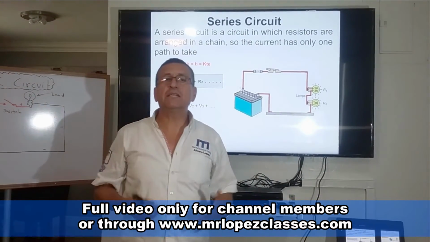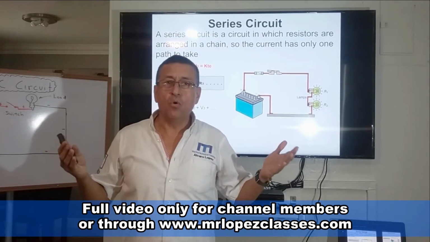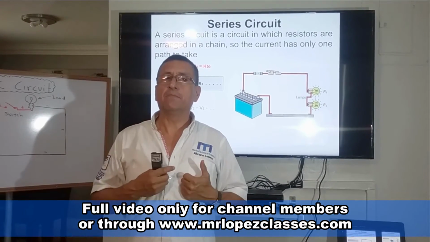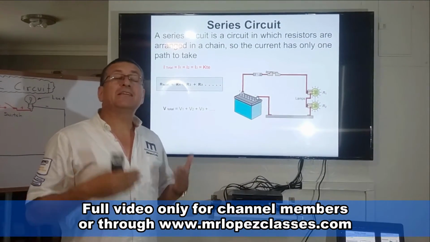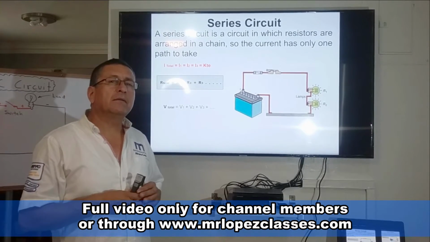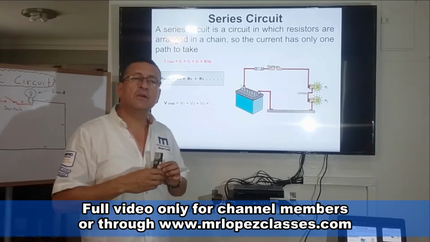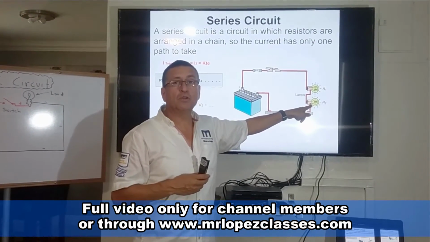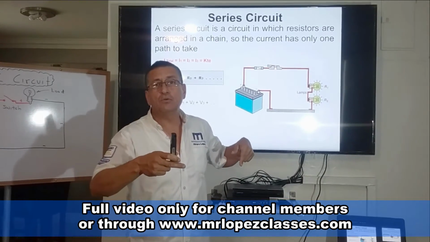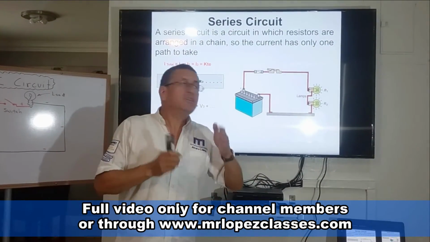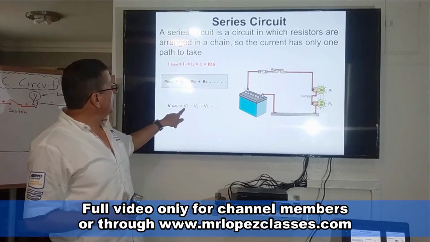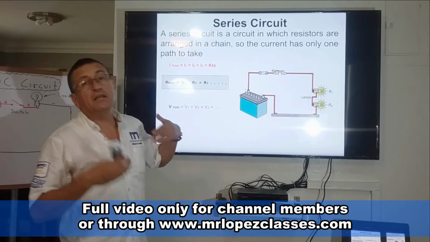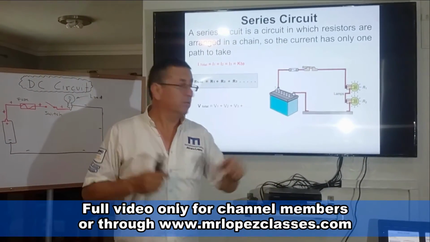What happens in a series connection? What happens with the ohm load? What happens with the voltage? What happens with the intensity? And what happens with the resistance? Let me check. The voltage in a series circuit increases. The total voltage will be the voltage in load number 1, plus the voltage in load number 2, plus the voltage in load number 3, and so on. The voltage increases depending on the amount of loads that you have in the series circuit.